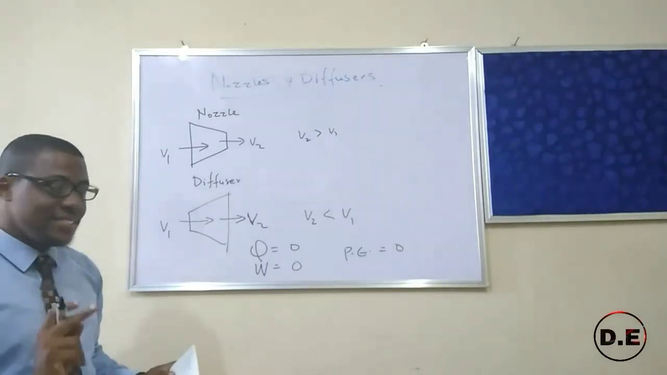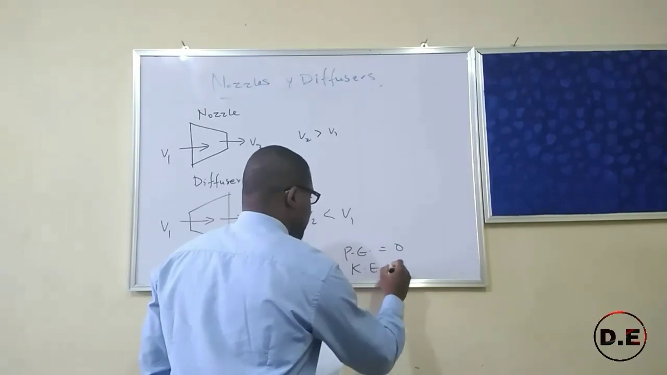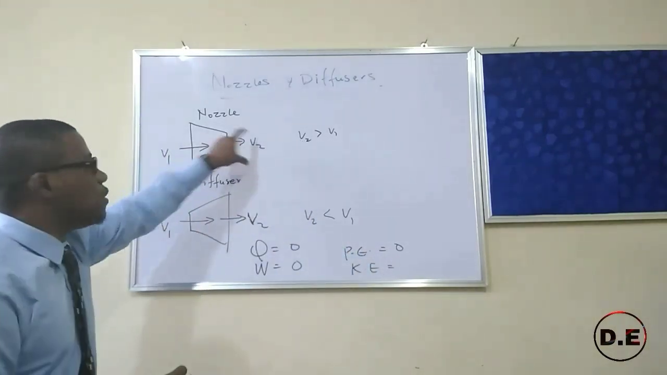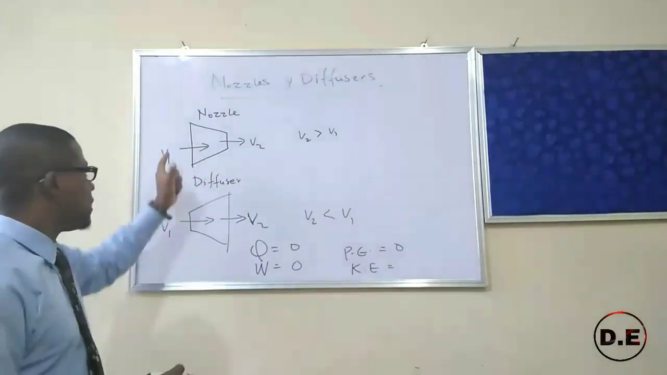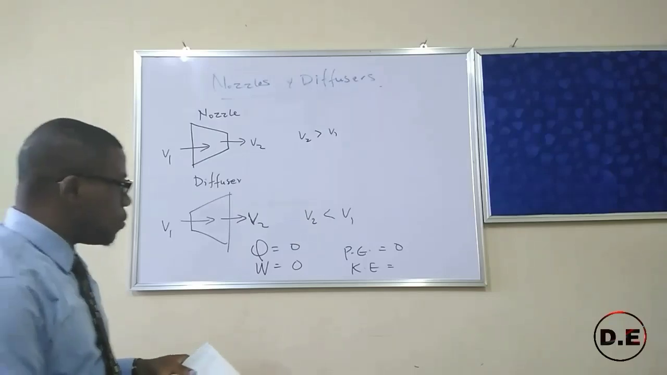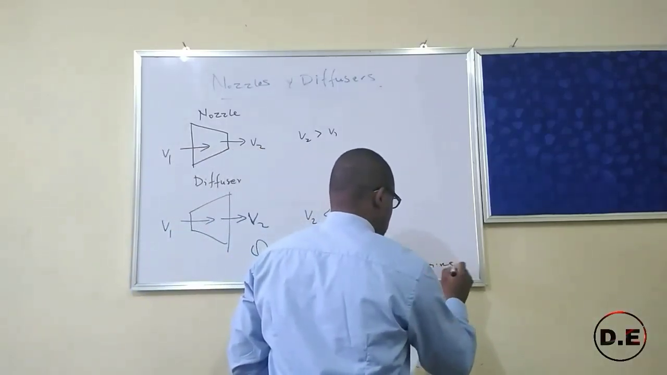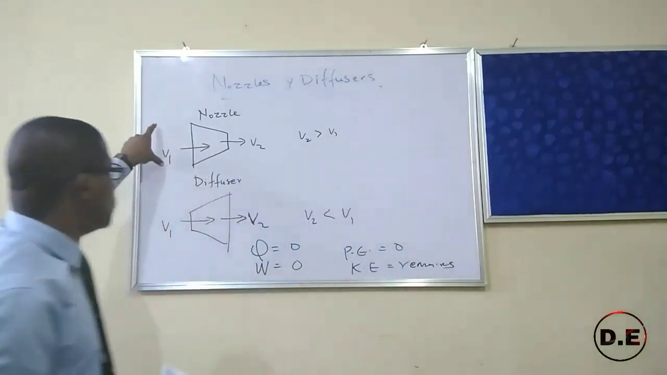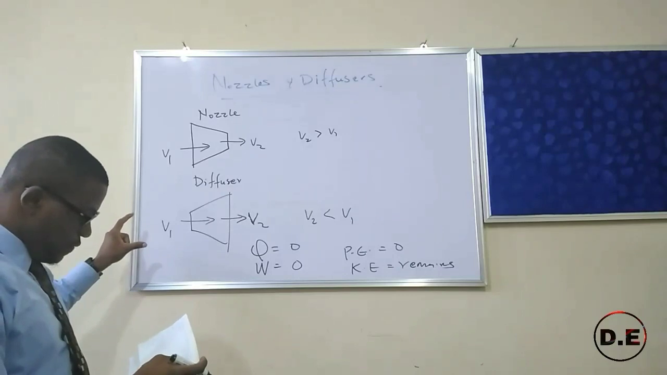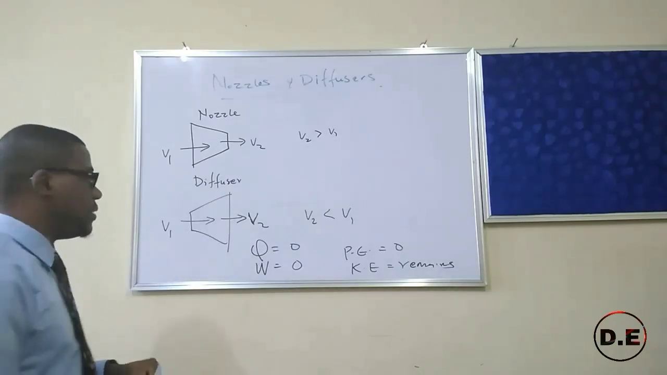However, the kinetic energy is not small, because the kinetic energy is the result of the change of velocities of the two sides of the nozzle. So, kinetic energy remains for the nozzle. And also, for diffusers, we could say similarly.